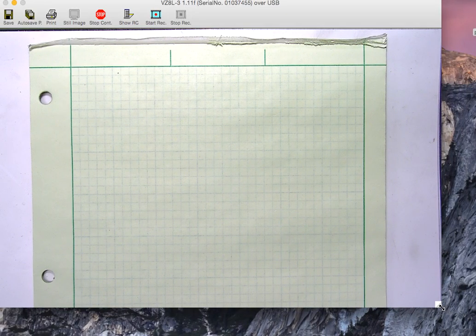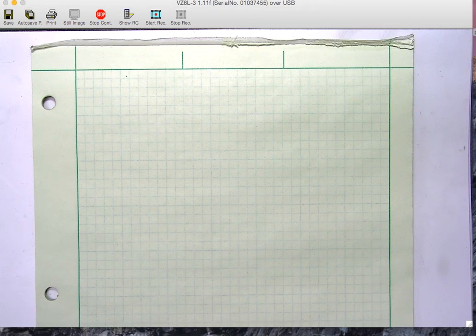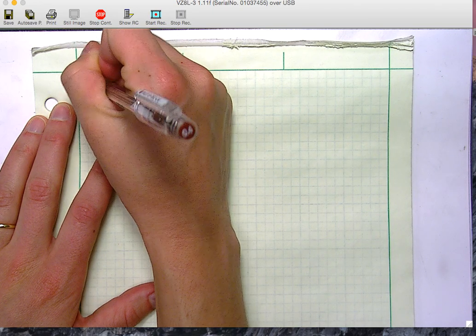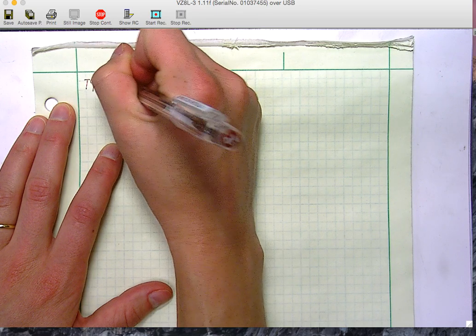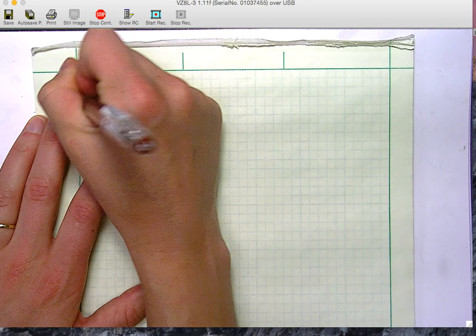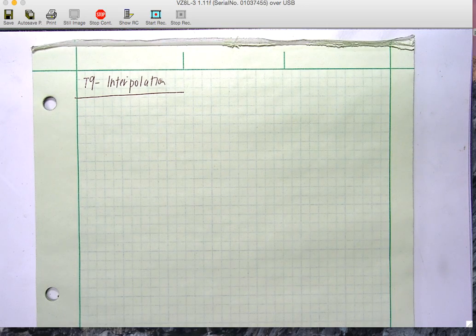Okay, so we're starting topic 9, which is interpolation. In the lab for interpolation, we're going to be focusing on linear interpolation.